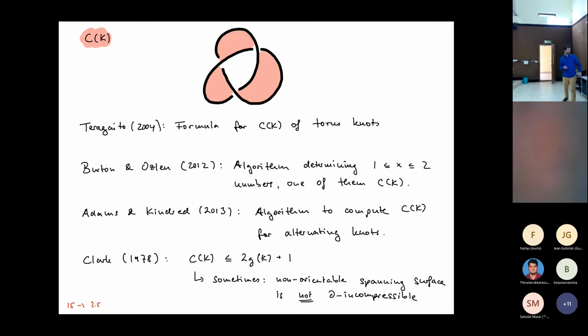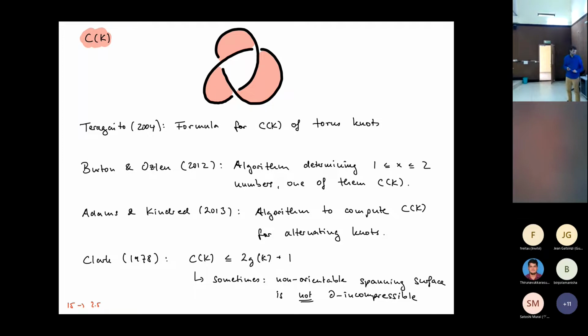There is a paper by Ben Burton and Melih Ozlen from 2012 where they give an algorithm to compute the crosscap number, but it breaks down in one case. There's this one case where they cannot determine the crosscap number, and they say it's one of 2. Then there's an algorithm for alternating knots.